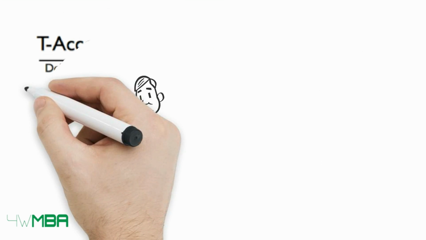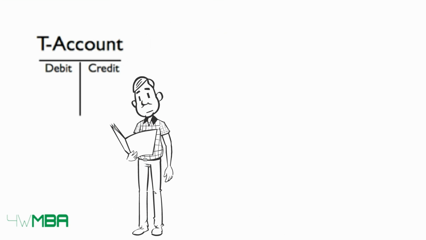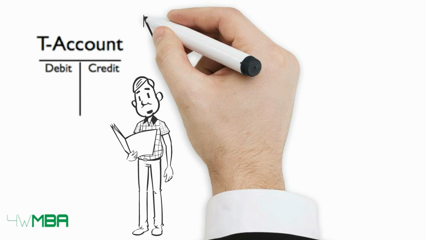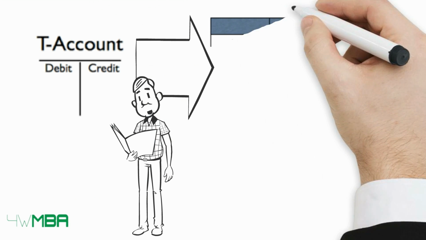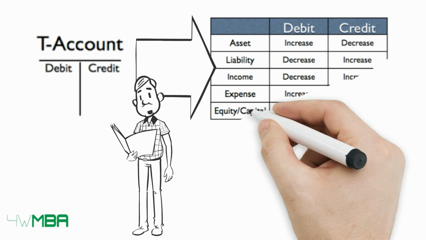To summarize, the T account is a visual aid that helps to record double entries. Each account will have a debit and credit side. They will move according to the accounting table.